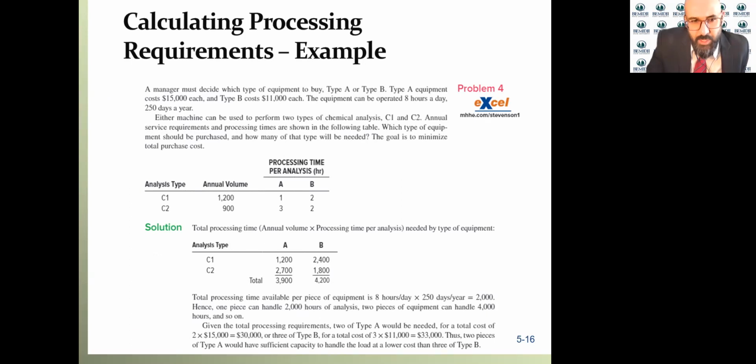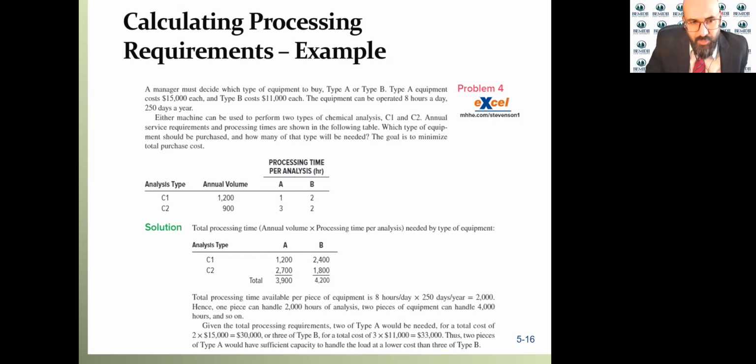So we have this table to give us the demand and the processing time for each chemical type. They're asking us which type of equipment should be purchased and how many of that type will be needed. The goal is to minimize the total purchase cost. All right, so now we have C1 with a demand of 1,200 and C2 with a demand of 900.